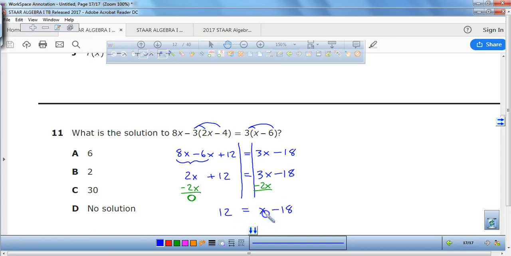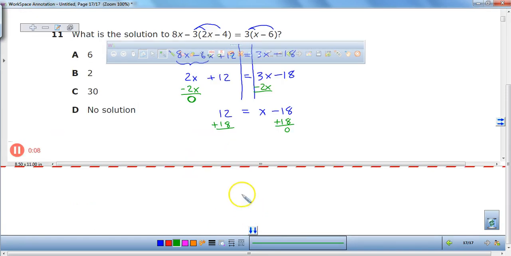We're almost there. Oh, my son is saying add 18 to both sides. So I'm going to go ahead and do it. Add 18 to this side and add 18 to this side. So we have a total of x equals 30. Now that's how you would do it by hand.